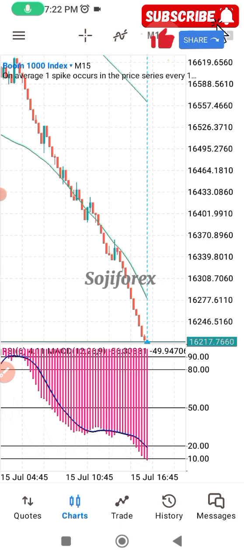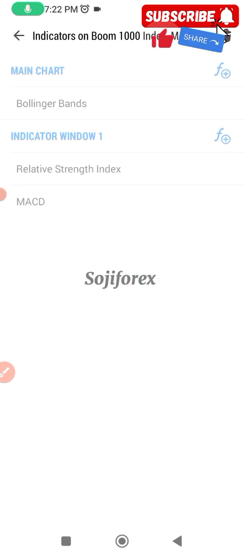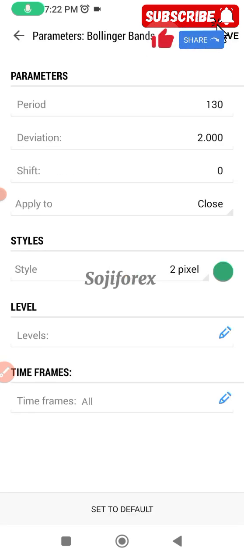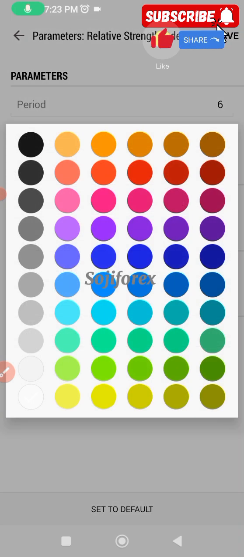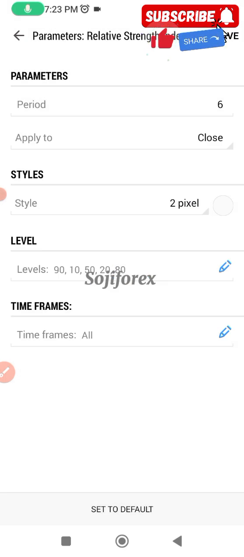And then we have our screen position. You can see that your screen is positioned at the first leg of the M or the H for the time frame. So this is exactly how to position your screen, and we are using a few indicators. Our Bollinger Bands: the period is 130, deviation is 2.0, apply to close, and you click on save. After the above is the RSI: the period is 6, you apply to close, the style is 2 pixel, and the color is your background color. So if your background is black, endeavor to change this color to black. Mine is white because my background is white.